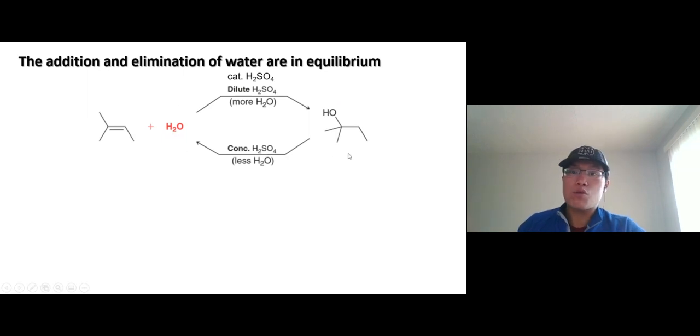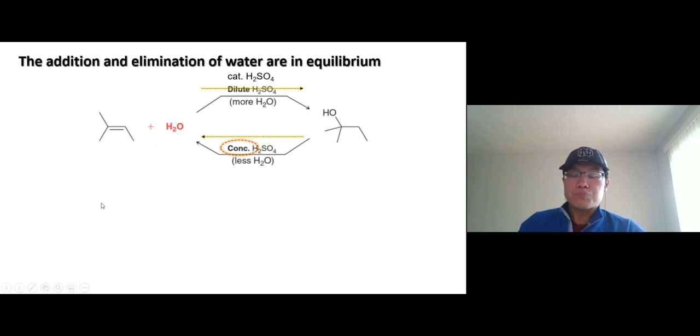Let's say you want to make an alcohol, the one where you add water in and get an alcohol. If you want to go to the right, use Le Chatelier's principle, that's in Gen Chem 2, right? Add a lot of water. If you add a lot of reactant, the equilibrium will shift to the right, toward the product. You're going to get this compound. But if you have this compound and you want to go back to an alkene, what do we do? We remove water from the system. That's the reason why if you go back, we use concentrated sulfuric acid or less water conditions. So we pull the equilibrium backward. Take water out, equilibrium shifts backward.